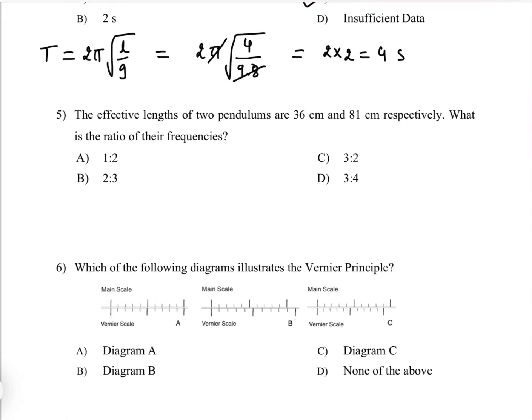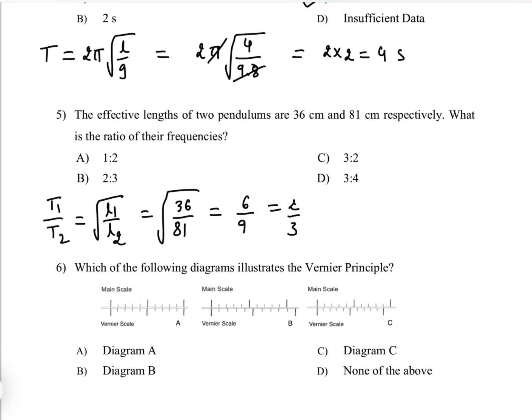Question number 5. The effective lengths of two pendulums are 36 and 81 centimeter respectively. What is the ratio of their frequencies? Let us first find the ratio of their time periods. T1 upon T2 is equal to under root L1 upon L2. That is root 36 upon 81, 6 upon 9, or 2 by 3. But we know that time period is inversely proportional to frequency. So frequency ratio will be 3 by 2. Hence the correct option is option C.